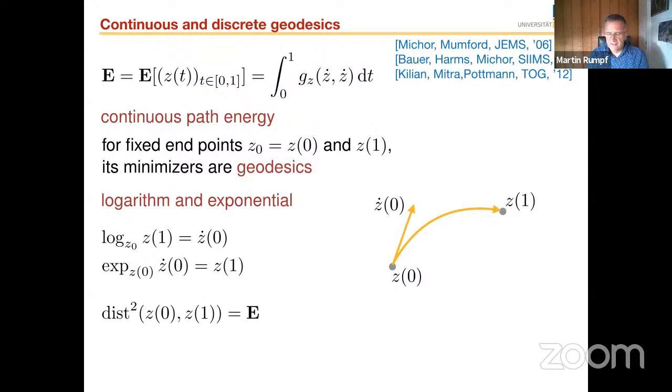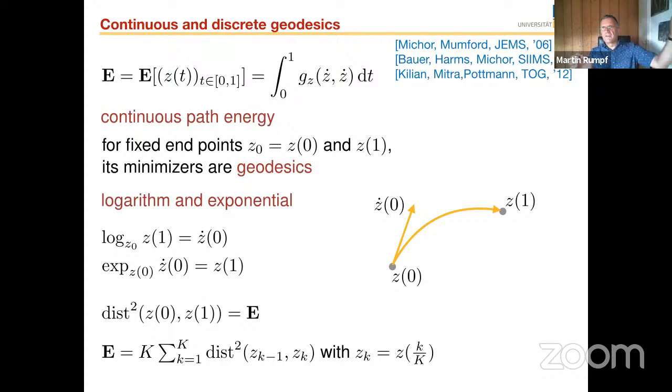And as I already said, the square root of the path energy is the distance. And we can consider a couple of intermediate points equally distributed. Then the path energy splits into the sum over the squared distances due to the Cauchy-Schwarz inequality, scaled with a factor k.